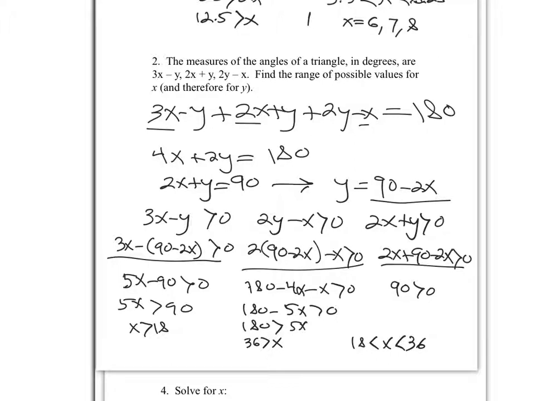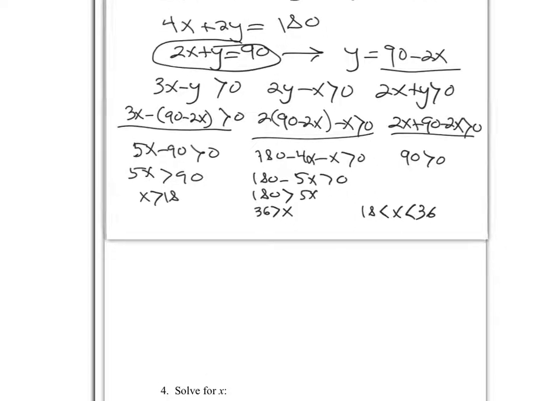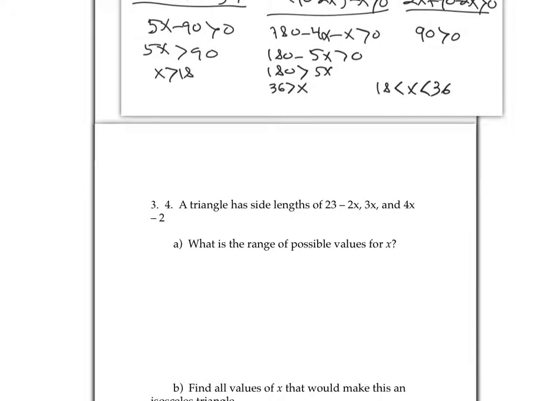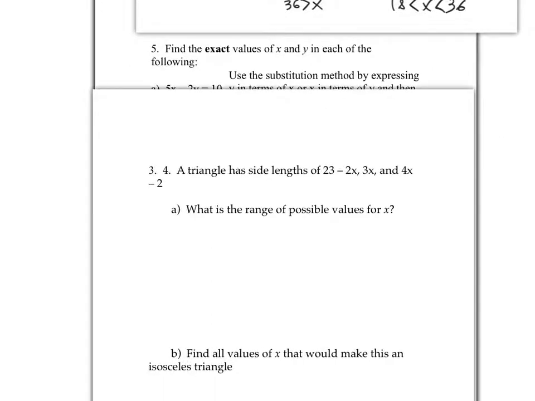One of the things you'll notice is that we found that 2x plus y is equal to 90. And we also saw that one of the angles in our triangle is 2x plus y, which means that that angle is always going to have a measure of 90 degrees. Okay, so let's continue on to problem number 3.